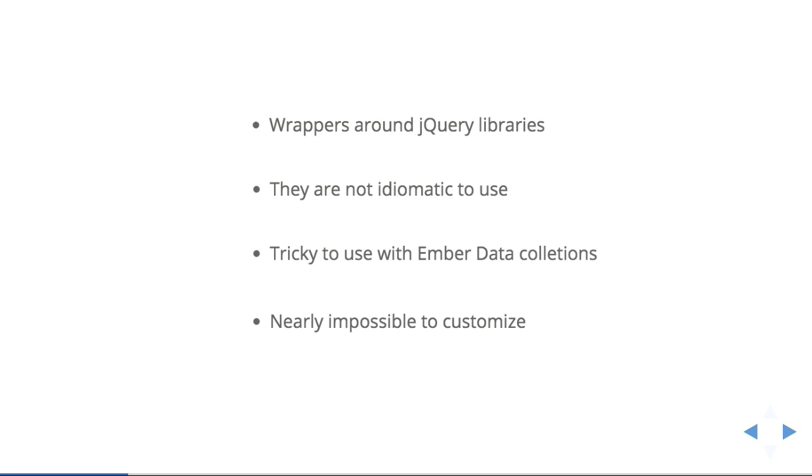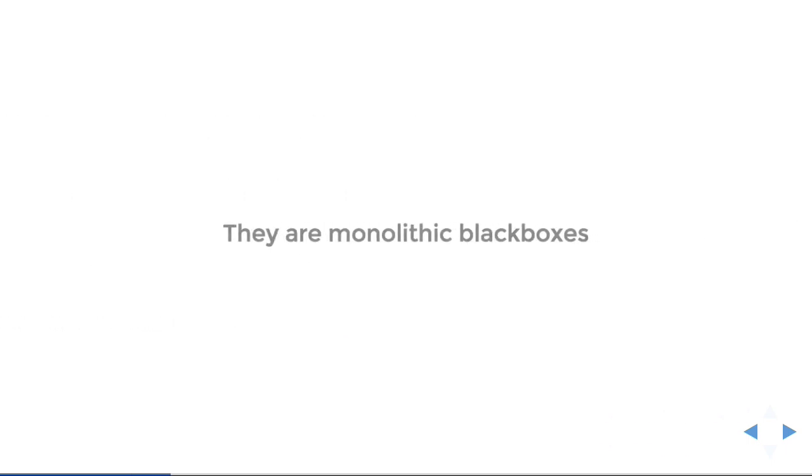They are tricky when you want to use them with Ember Data collections because they are not plain arrays. The Ember Data collections can mutate, and the amount of glue code you need to put in your add-on to wrap your jQuery library usually ends up bigger than the amount of code you need to write to build something from scratch. And also, if you want to customize, and I needed to customize my selects quite a lot, it's just not possible. Usually they are what I call monolithic black boxes. The jQuery library is a black box and you need to take it or leave it.